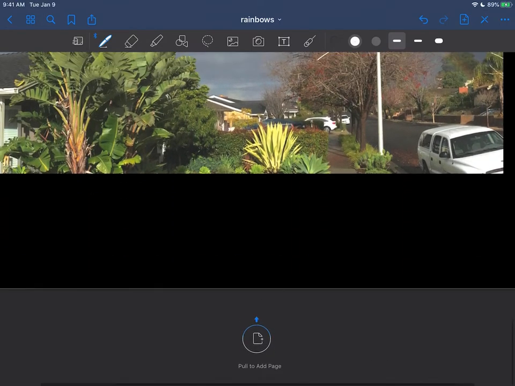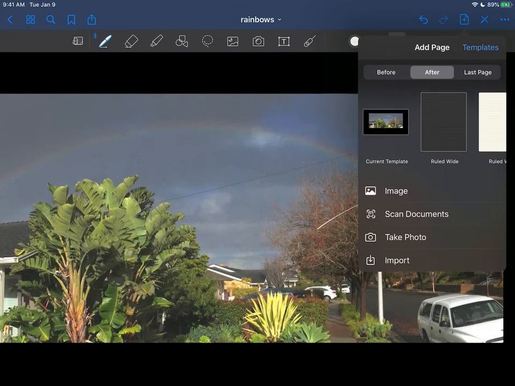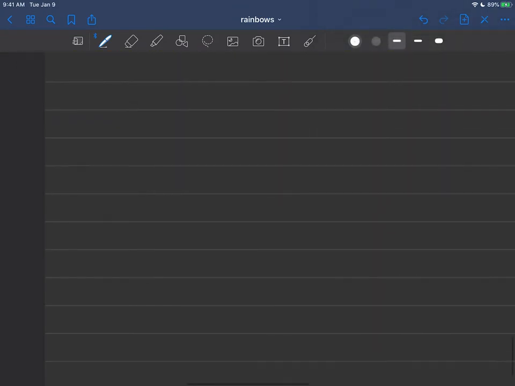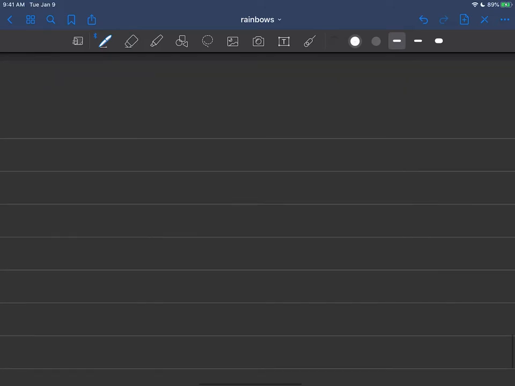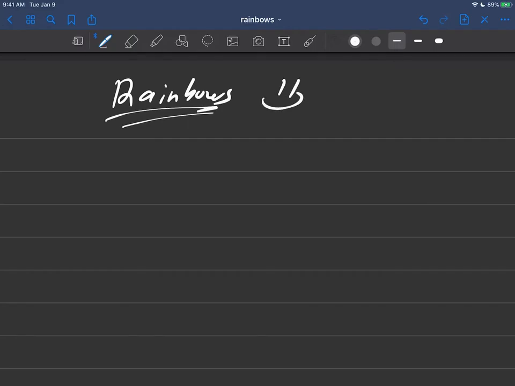So let me give you a little insight about how these rainbows occur and what needs to happen in order to see a rainbow. It's going to work like this. And these things are just beautiful. Okay, so it's going to work like this.